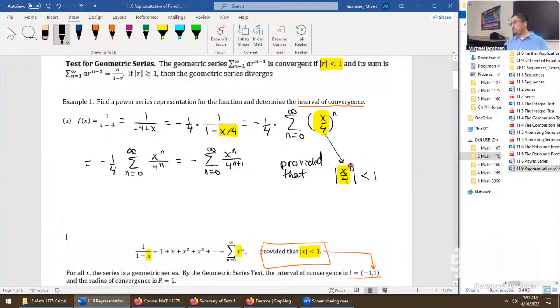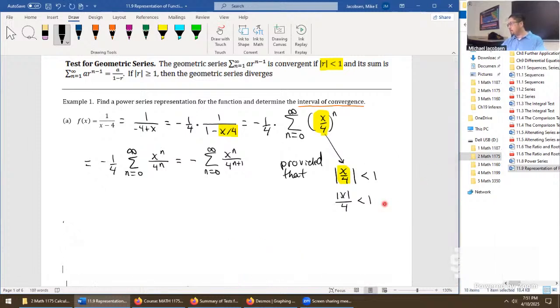So we just need to do a little bit more manipulation with this. This is absolute value of x divided by 4, less than 1. Then just multiply both sides by 4. Absolute value of x less than 4. And this directly tells us interval of convergence is from -4 to +4, just coming out of that inequality there. If you pick any of the x's in this range, then an absolute value will be less than 4, which guarantees convergence now.